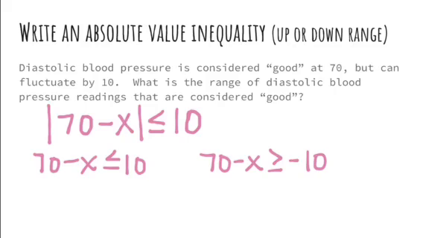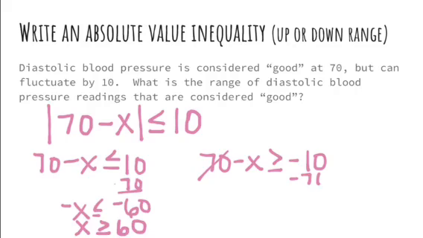I am then going to solve, and I'm going to subtract 70 from both sides to get negative 60. So negative x is less than or equal to negative 60. When I multiply by negative 1, I get rid of my negative. I flip my sign, and I have 60. So x has to be greater than or equal to 60. Over here, if I subtract 70, I get negative 80.